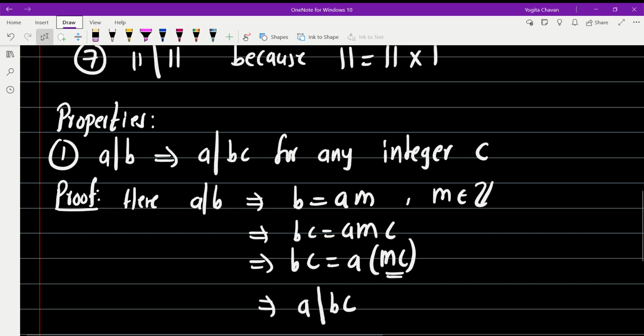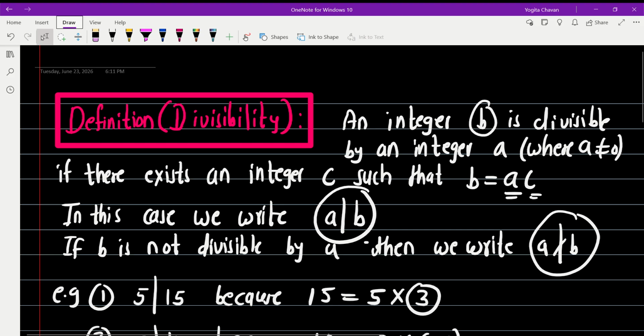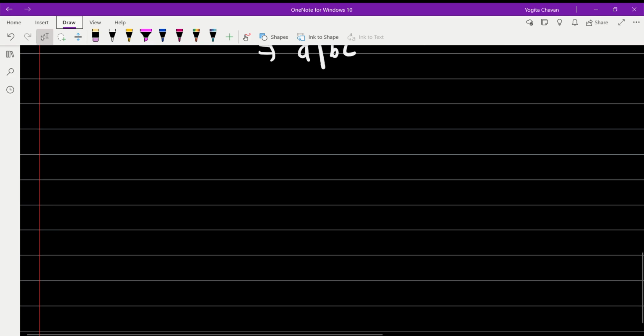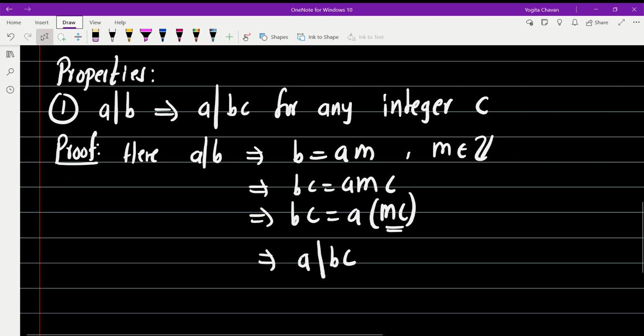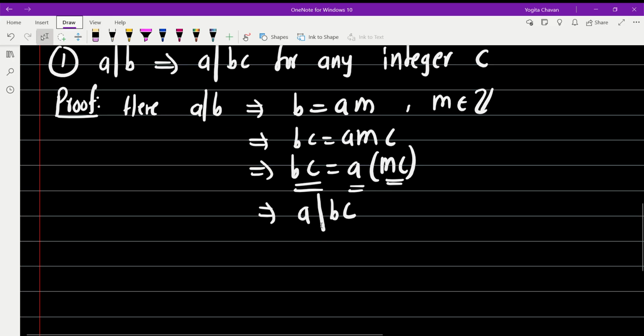When do we say A divides B? What does the definition tell us? When we say that A divides B, B is equal to A into some number C. Here we say that A divides BC. Why? Because BC is equal to A into some integer. So guaranteed A divides BC.